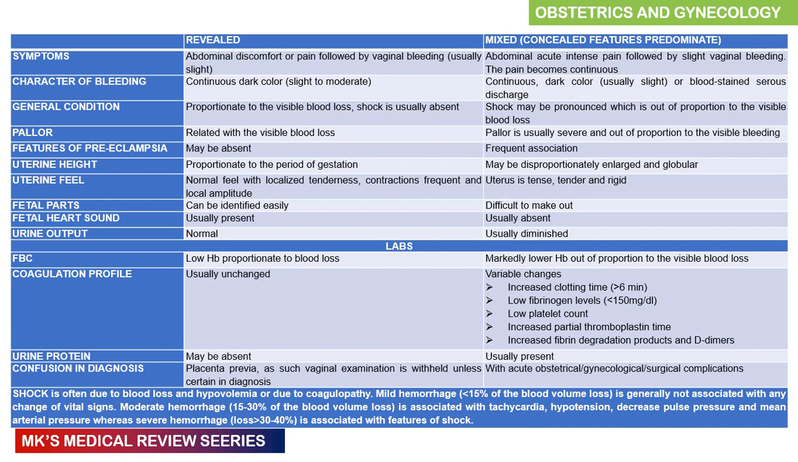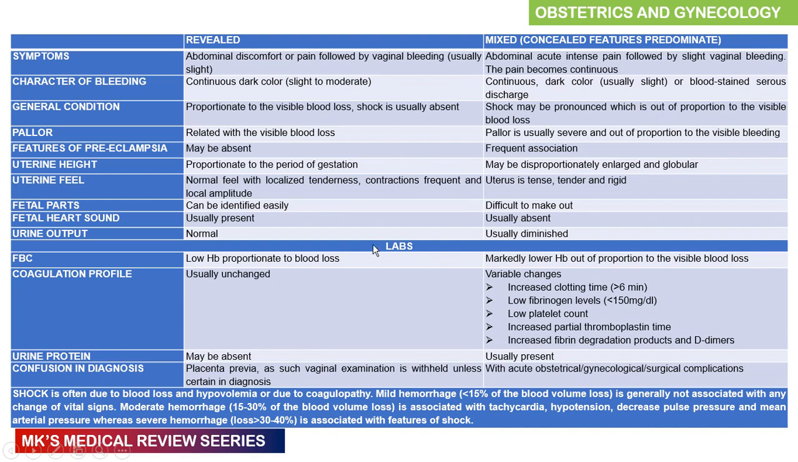Then the fetal parts here can easily be identified. Here they're very difficult to make out. They are usually present in revealed hemorrhage. They're usually absent in mixed or concealed hemorrhage. Then of course the urine output is normal in revealed hemorrhage, and it's diminished in this concealed type of hemorrhage.